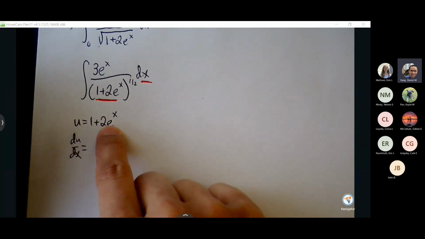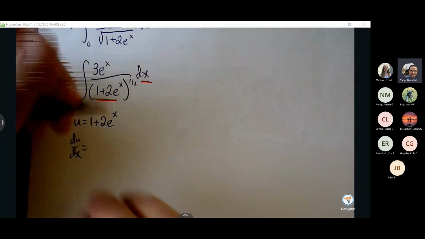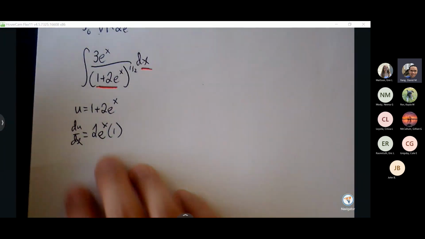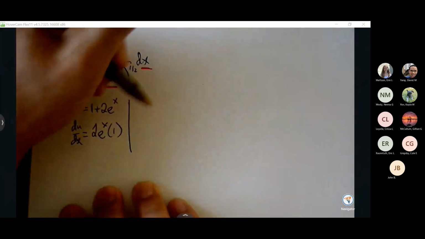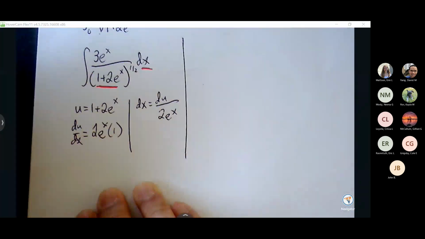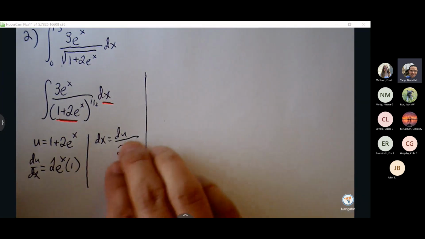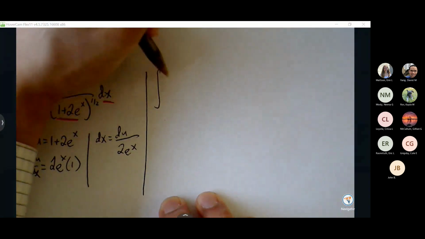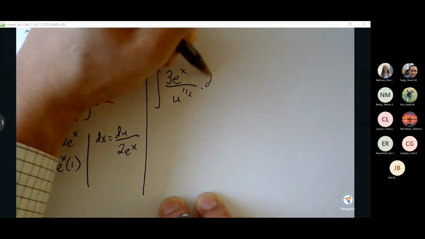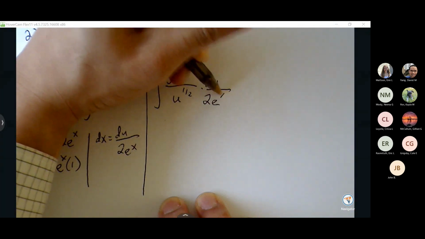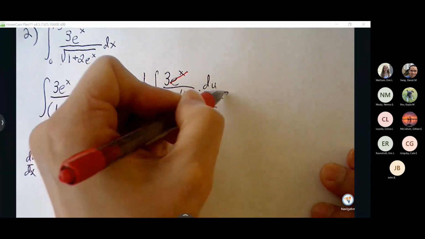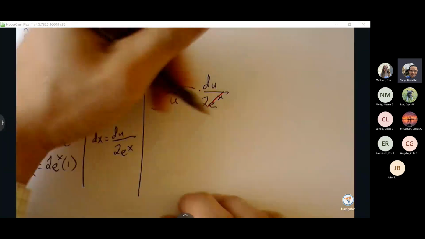Okay, derivative of 1 is 0. The derivative of e to the u is e to the u times u prime. In this case, it'll just be 2e to the x times 1, which I can just drop that 1. Not going to make a difference. Okay, cross multiply. Make my substitution. Okay, so we need the x's to go away, and they do. Pull the 3/2 out in front.